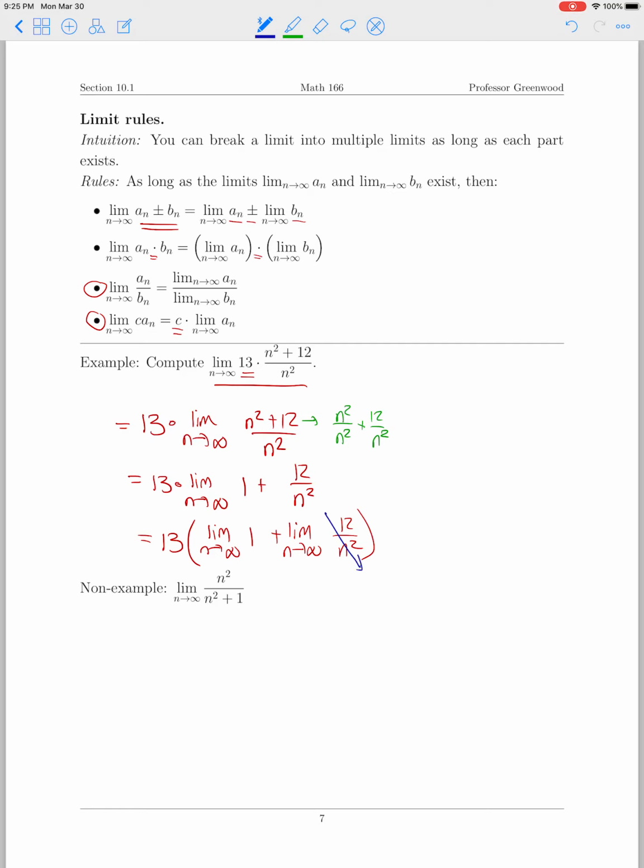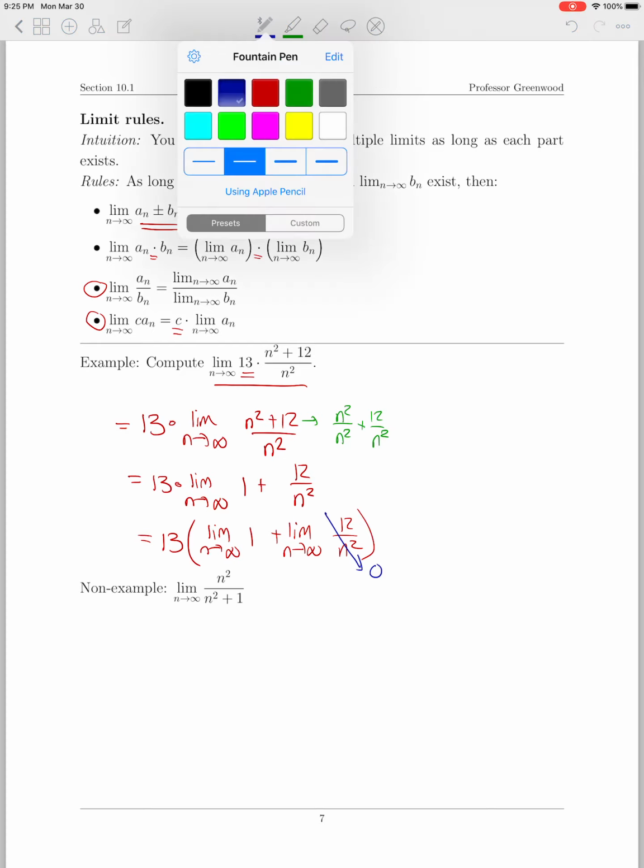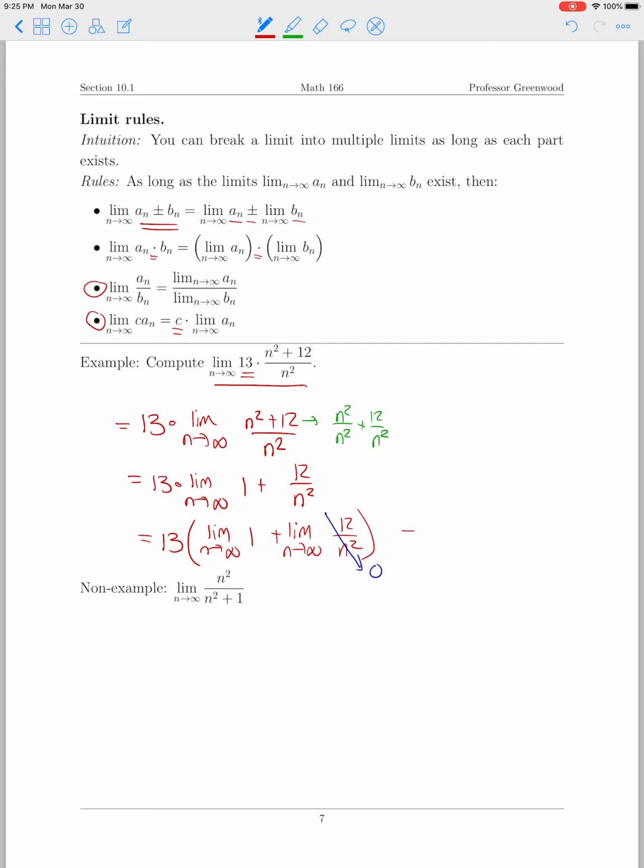This limit right here is just going to be 0, because in 12 over n squared the denominator goes to infinity and the numerator is just a constant. The other one is just 1 because it doesn't change with respect to n, and so overall we just get 13 times 1, or in other words 13, which is probably what you could have guessed from the beginning. But again, the point of this was just to see how these limit rules work.